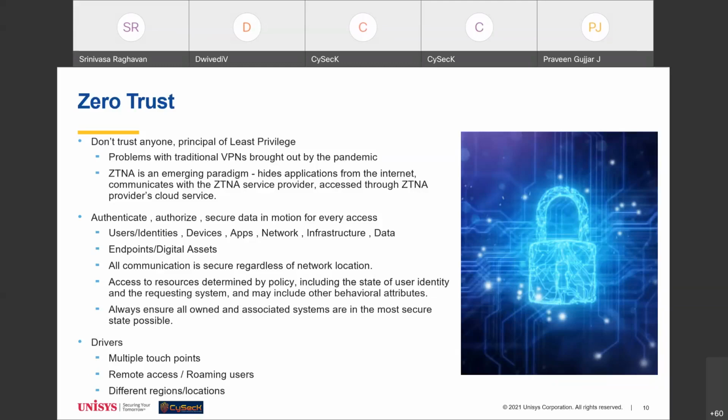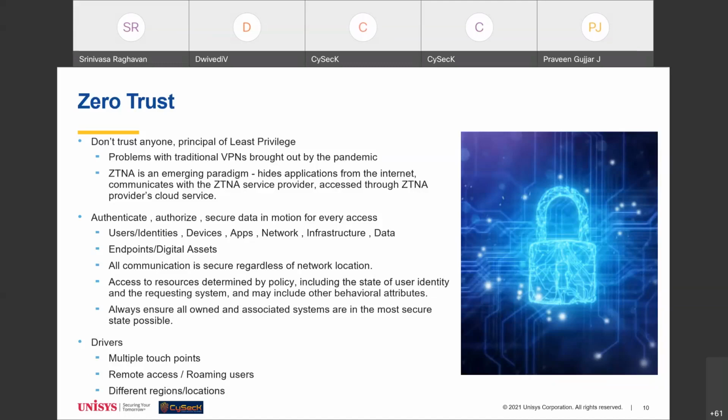It's highly location independent, so it doesn't matter from where you actually communicate. Access to resources is determined by policy, so basically it's identity based, and it goes by the state of the user identity and other behavioral attributes, and always ensures all owned and associated systems are in the most secure state possible.